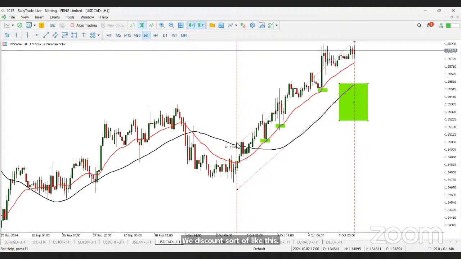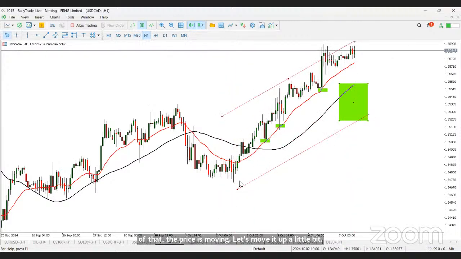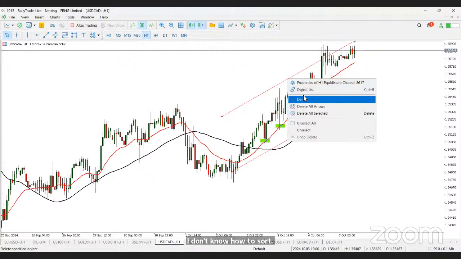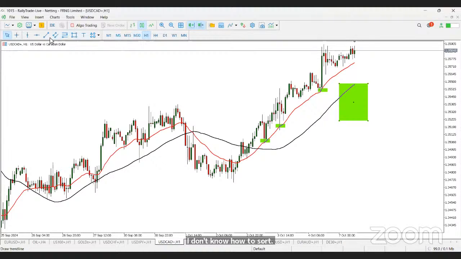Let's move it up a little bit. Okay. Let's move it to this level and add this one to this level. Right. I don't know how to use this one. Let me just delete this one. Do another one. Distance.